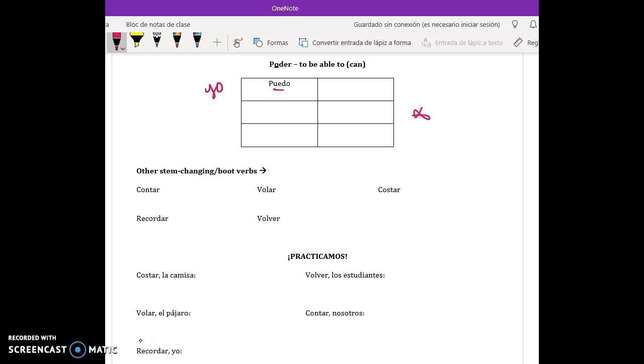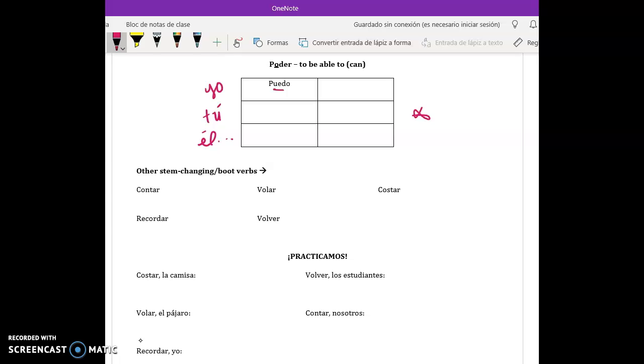Yo. Remember that tú comes next. We have él, ella, usted, etc. If you don't remember the subject pronouns, which, oh my gosh, I really hope you do, I did upload a review in Canvas of the subject pronouns and also the endings for AR, ER, and IR verbs that you can review and use to assist you in the assignments.